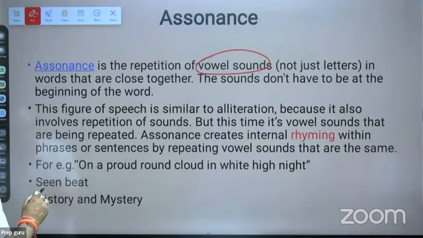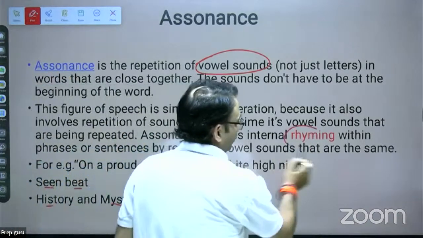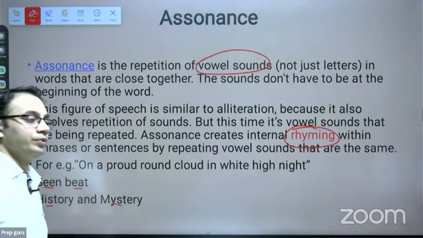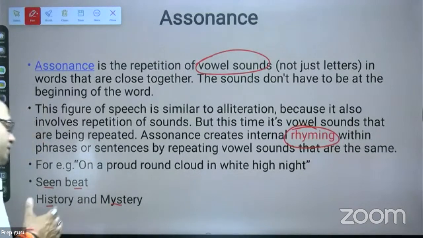What is repeated? The E sound in the middle portion of the word. History, mystery. The E sound is repeated. That's why it is assonance. And the basic thing is that it should be rhyming, like in a poem, okay? The sounds are the same, rhyming. So it should be the case of assonance, right?